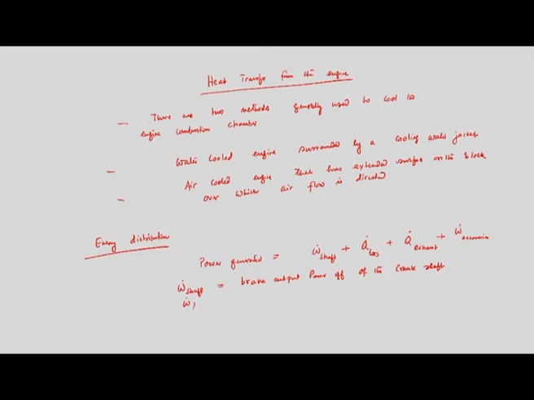W dot accessories is essentially the amount of work that we take to run accessories like the pump used to supply coolant and all those things, that is the power to run engine accessories. Sometimes we need to run an air conditioning system, we need to supply coolant, we need to pump water. So, those accessories are run, and the requirement of power to run those accessories is the W dot accessories.